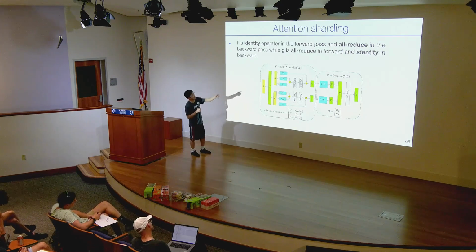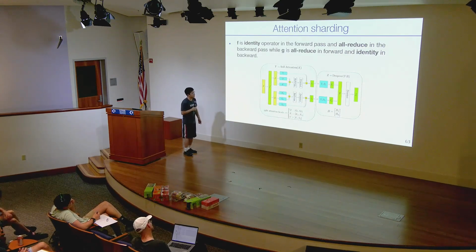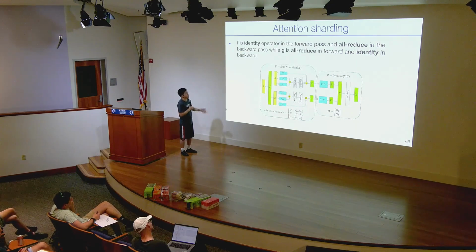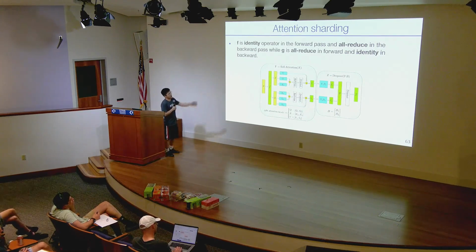So you can do your standard thing of computing your Q and K, dot product, softmax. You can do dropout, and then times your value, and then you get Y1, and also Y2.